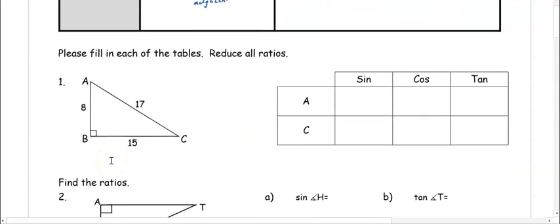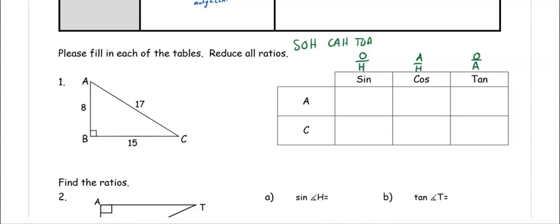A way to help us remember the trig ratios is by the saying SOHCAHTOA. So SOHCAHTOA: sine is the opposite over hypotenuse, cosine is the adjacent over hypotenuse, and tangent is the opposite over adjacent. So we have SOHCAHTOA.